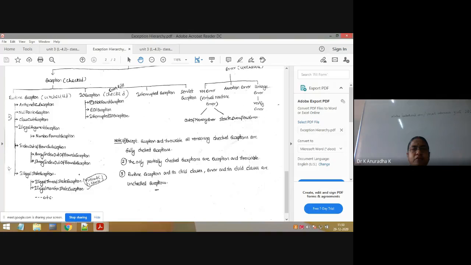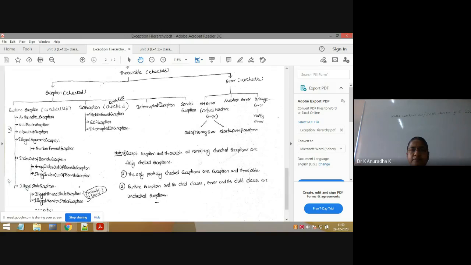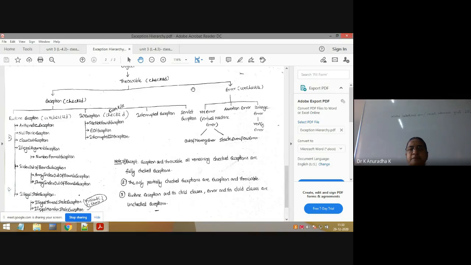Now if you take this IO exception, it is a checked exception. Here under IO exception, we have exceptions like this. If it is a checked exception, these are also checked exceptions. Next, interrupted exception is a checked exception, servlet exception is also a checked exception. So other than these 18 unchecked exceptions, the remaining exceptions are all checked only. Next, exception and error are the subclasses of the throwable class.